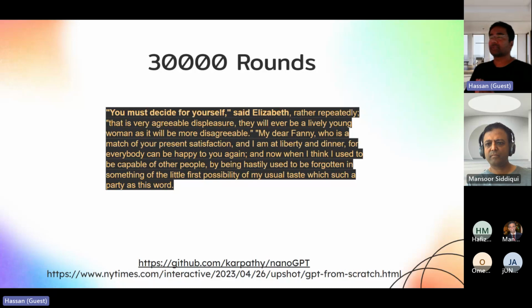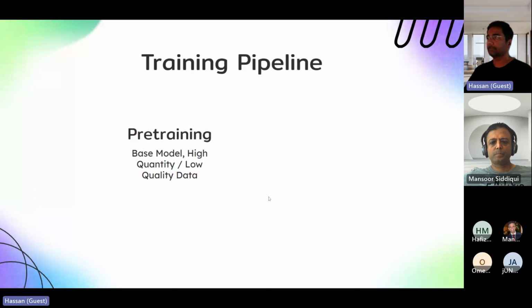Okay. So after 30,000 rounds, we start to see that, even though it's a very small version of our transformer model, trained on just 800,000 words, it has started to give us something that looks like very valid English, and not just valid English, but something that makes sense in the context in which it was trained.